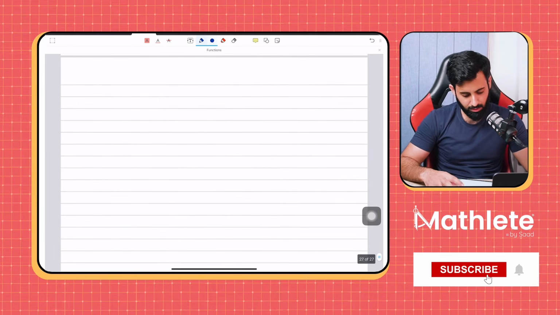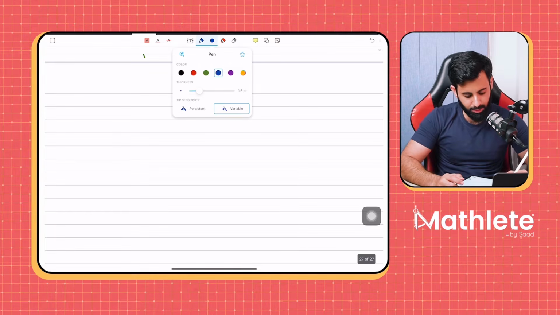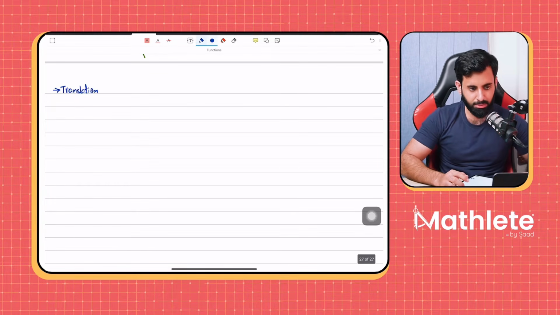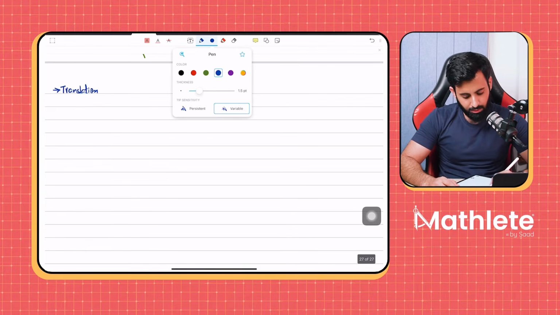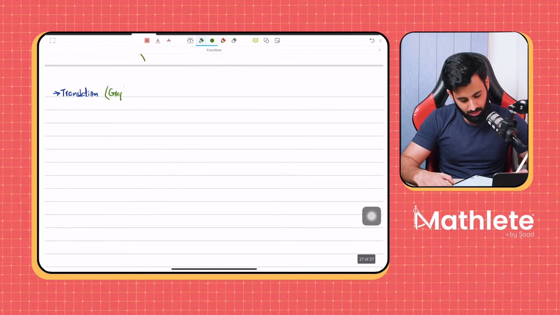Okay, great. So now we're gonna dive deeper into translation. Okay, like I said, we have done an overview of every single transformation. Now we're gonna do translation in detail. Okay, first we're gonna look at the graphical side of things. Okay, we're gonna see what happens graphically when you translate something. Okay, and this is something that we know already.